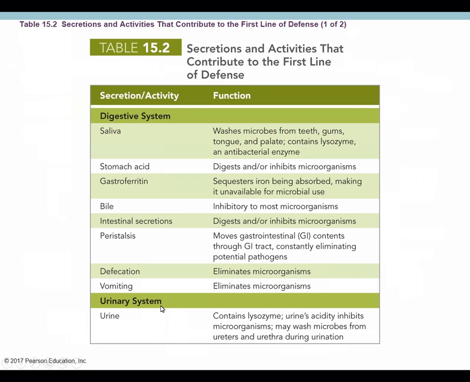Saliva contains lysozyme, like many of your other secretions. Stomach acid is very acidic, pH about 2, and so that kills microorganisms by denaturing their enzymes and proteins. Bile is a very nasty material. It's made by your liver, stored in your gallbladder, and if you've ever had food poisoning and you throw up to the point where you're just throwing up kind of a greenish yellowish liquid, that's probably the bile. And it's hard for organisms to live in the presence of bile.